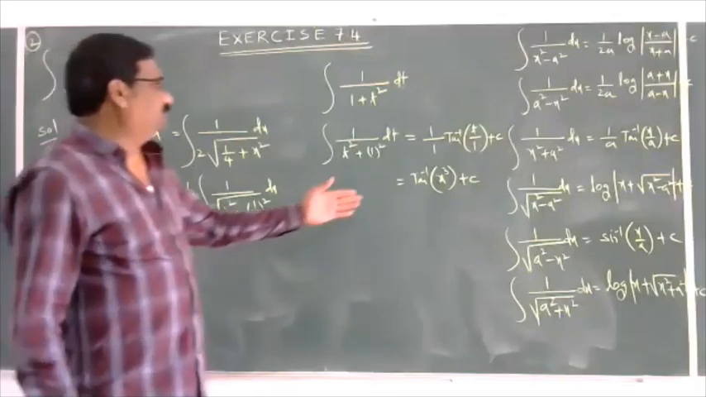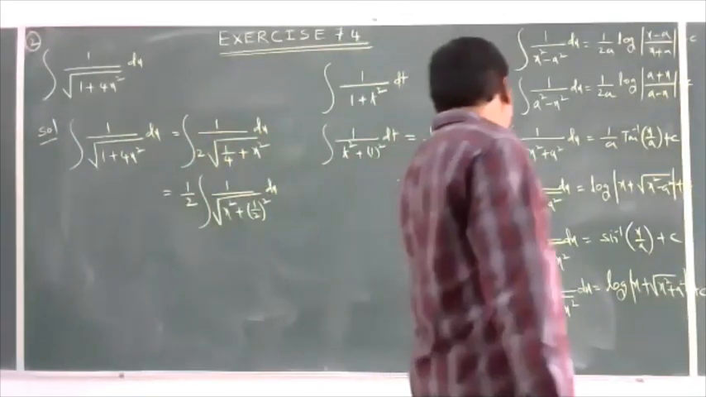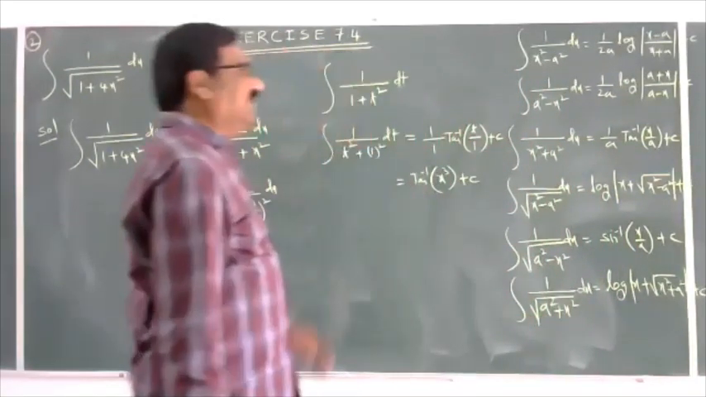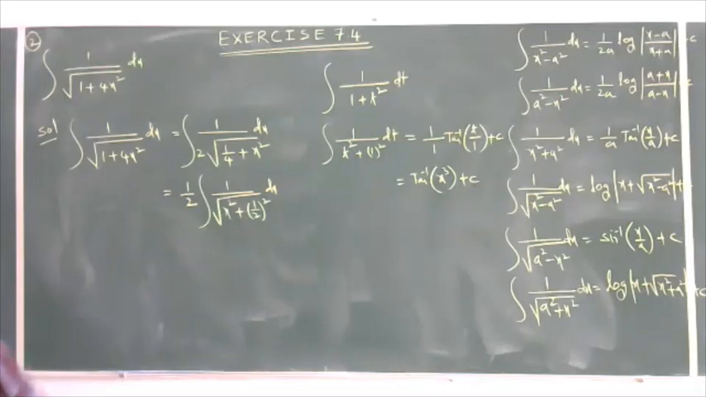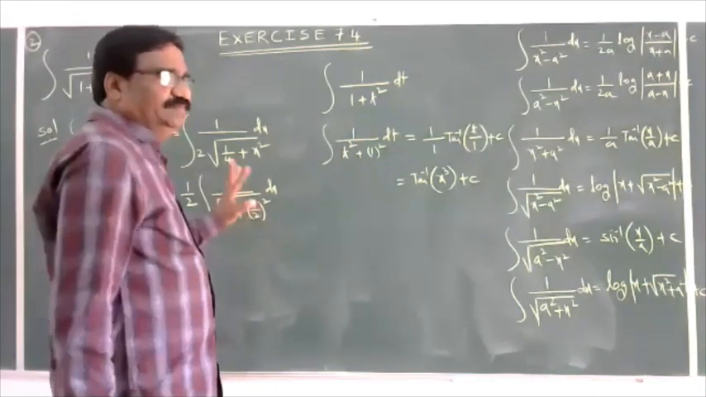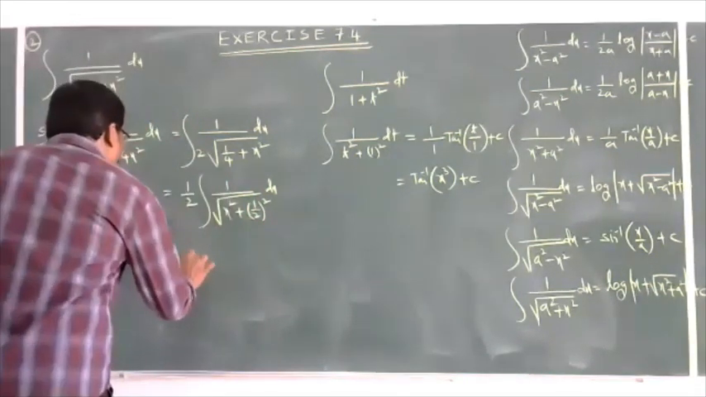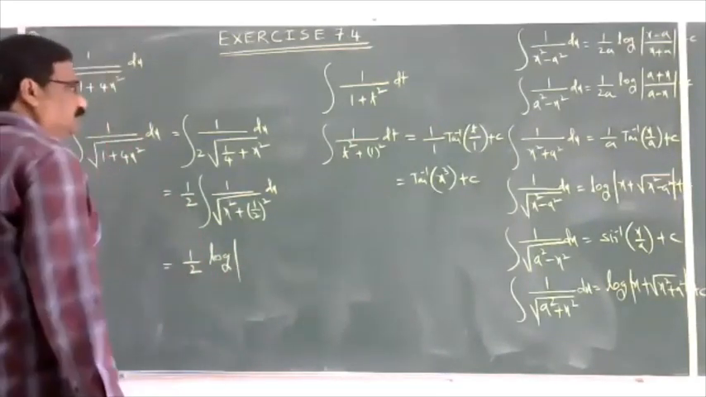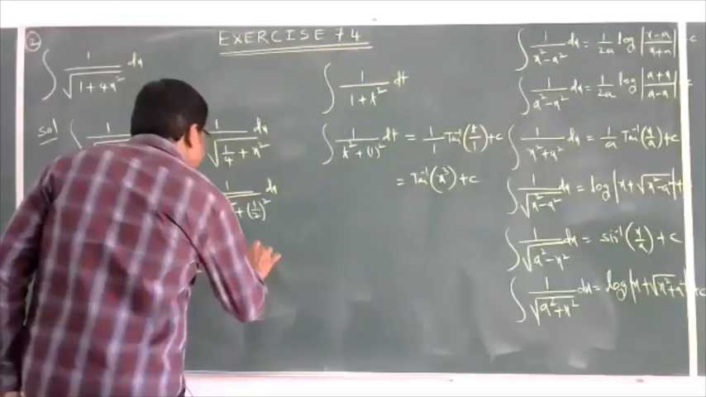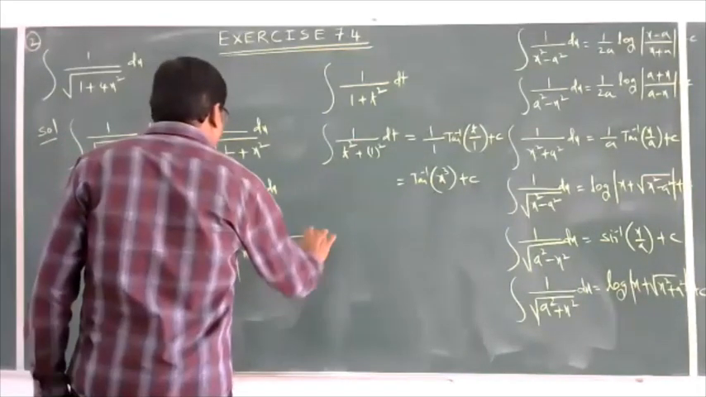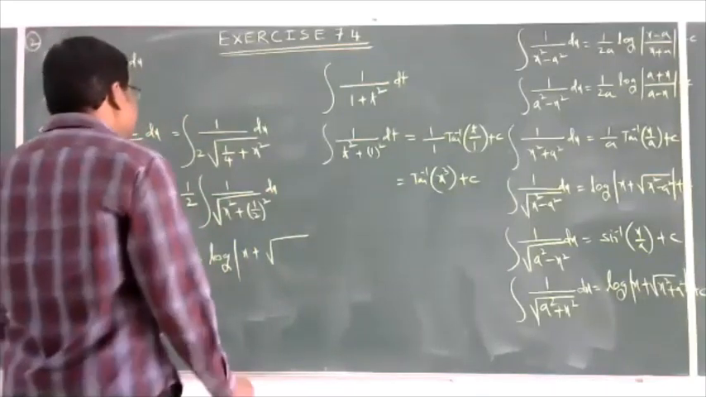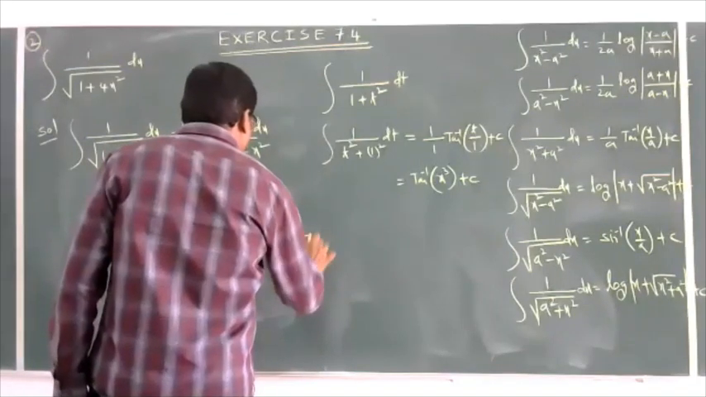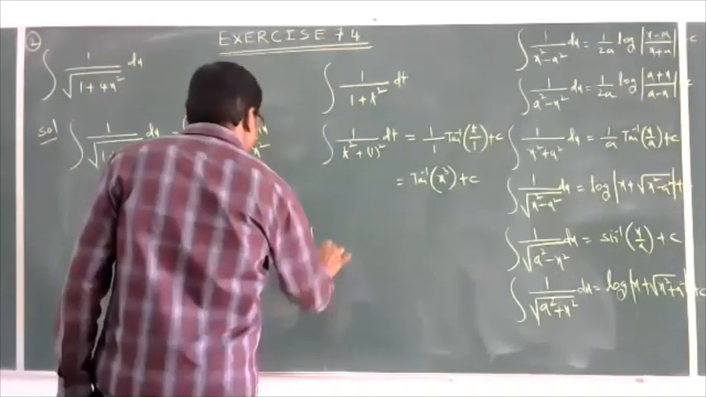So here observe, integral 1 by root of x square plus a square. Sixth formula, integral 1 by root of x square plus a square. So here a is 1 by 2. That is equal to 1 by 2 into log mod x plus root of x square plus a square, that is x square plus 1 by 4, plus c.